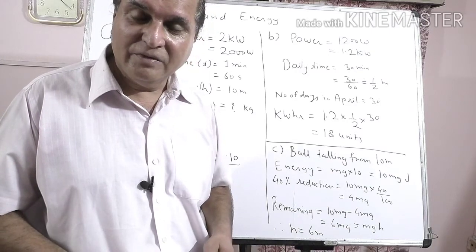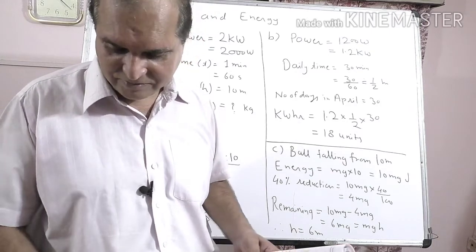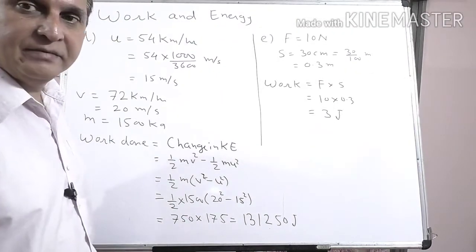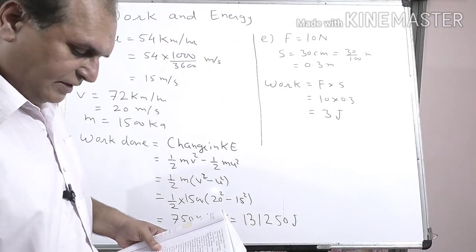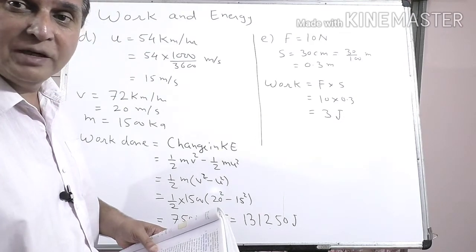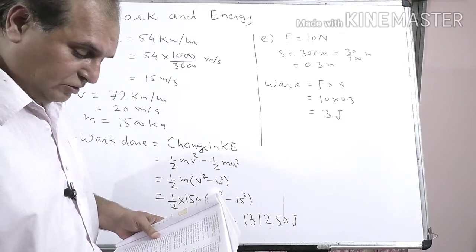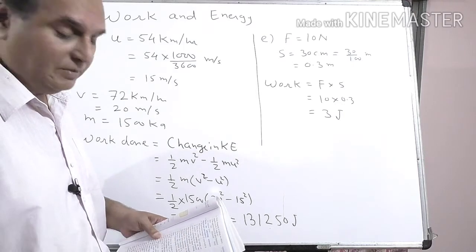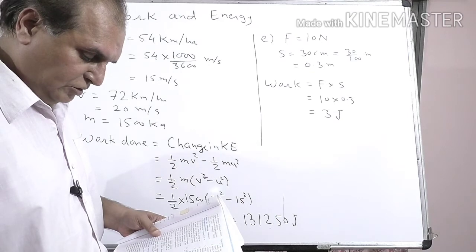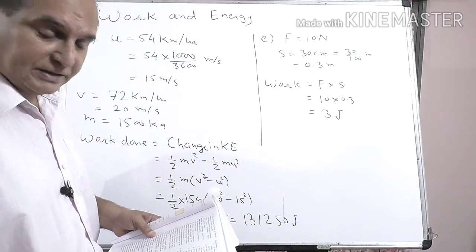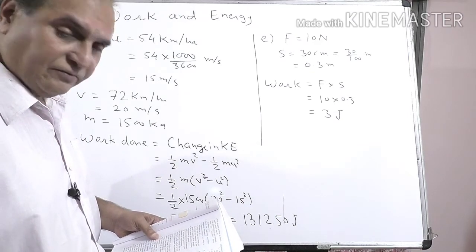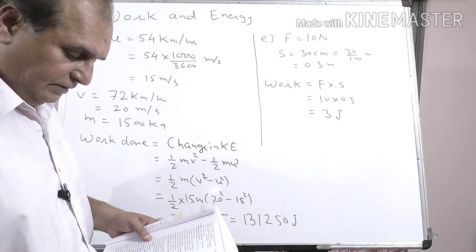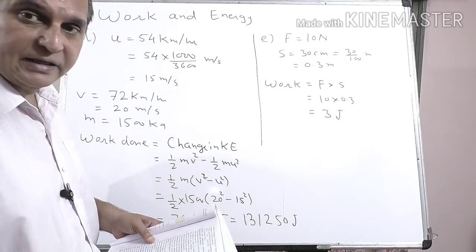Easy? We'll go ahead with the next sum, fourth sum. Okay, next sum number D. The velocity of a car increased from 54 km per hour to 72 km per hour. Kilometer per hour we have to convert to meter per second. So u is given and v is given. Initial velocity is 54 km per hour, final velocity v is 72 km per hour. How much is the work done if the mass of the car is 1500 kg?